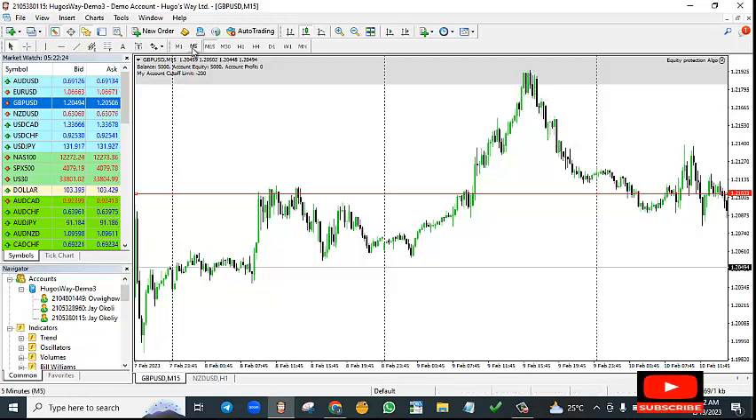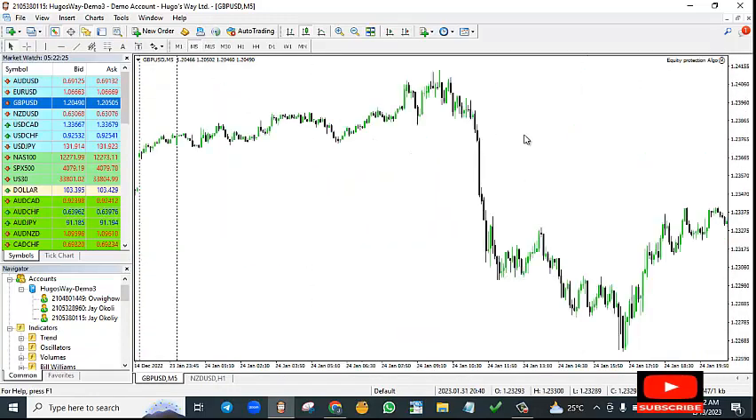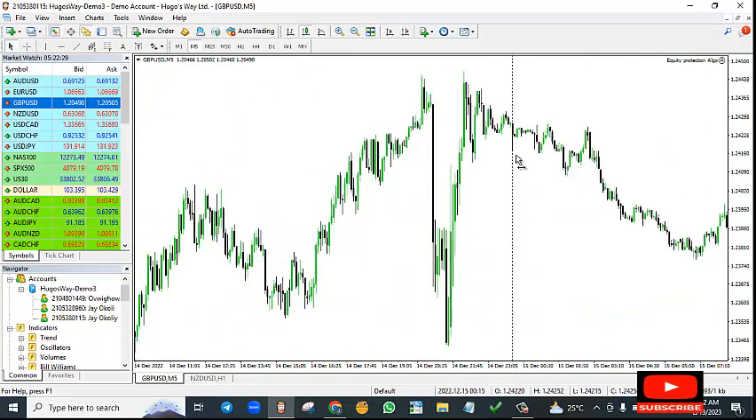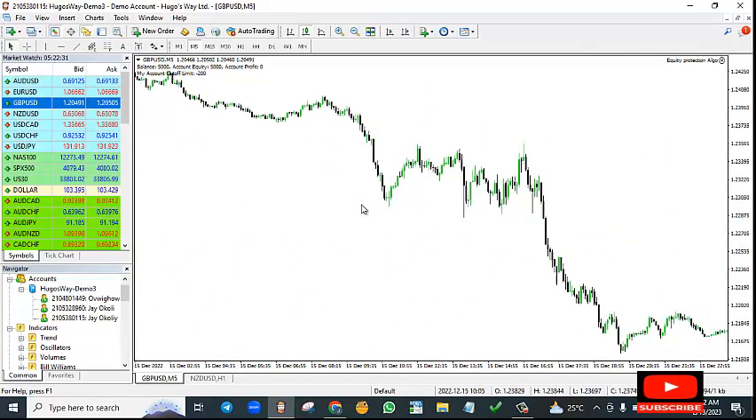So I'm going to go to a smaller time frame. You can use your 5 minutes time frame to actually refine your entry.